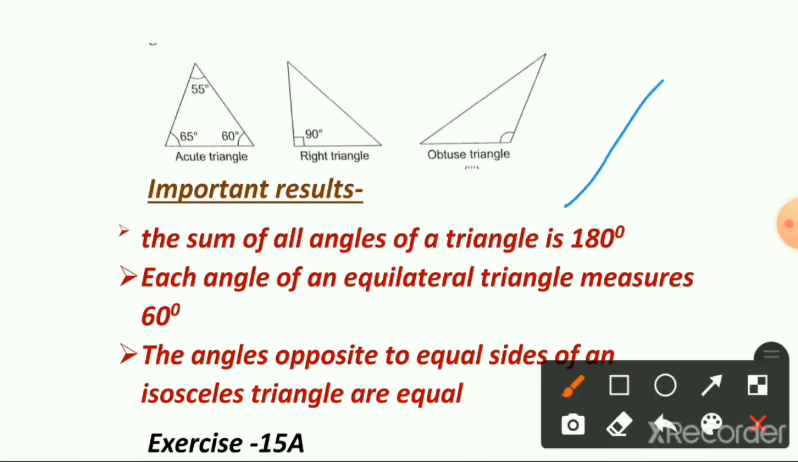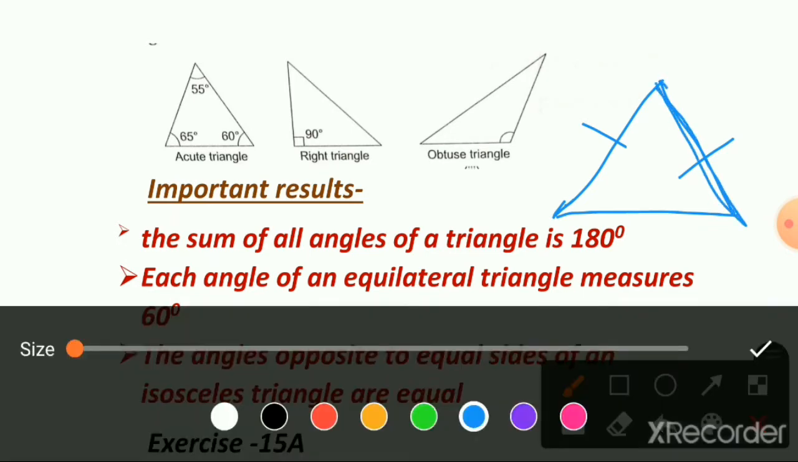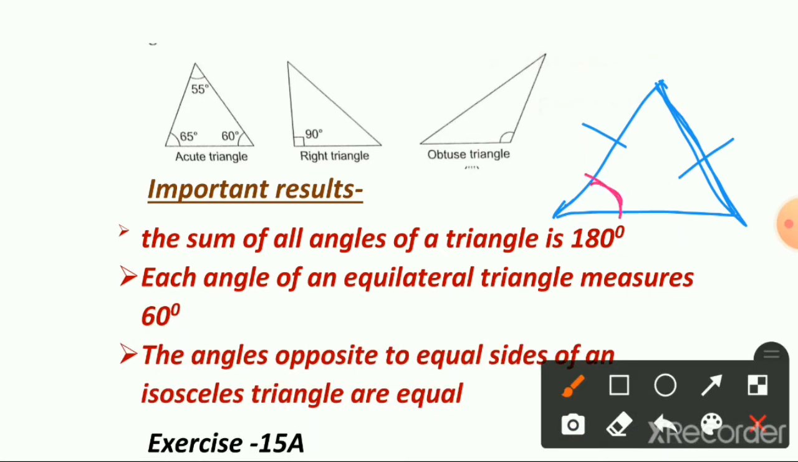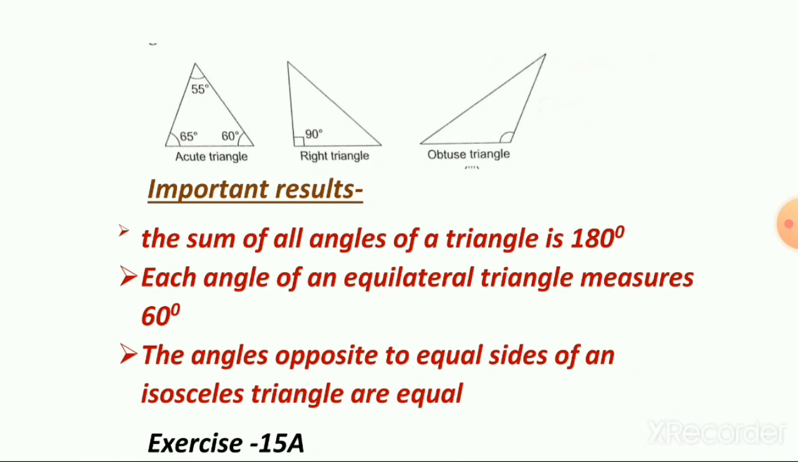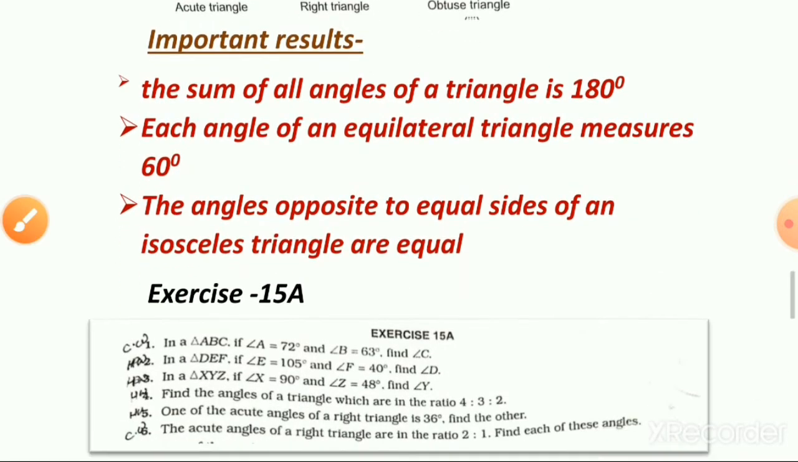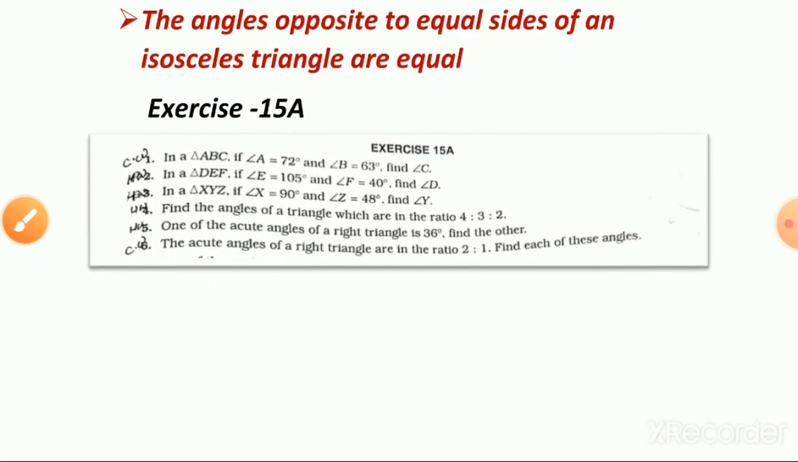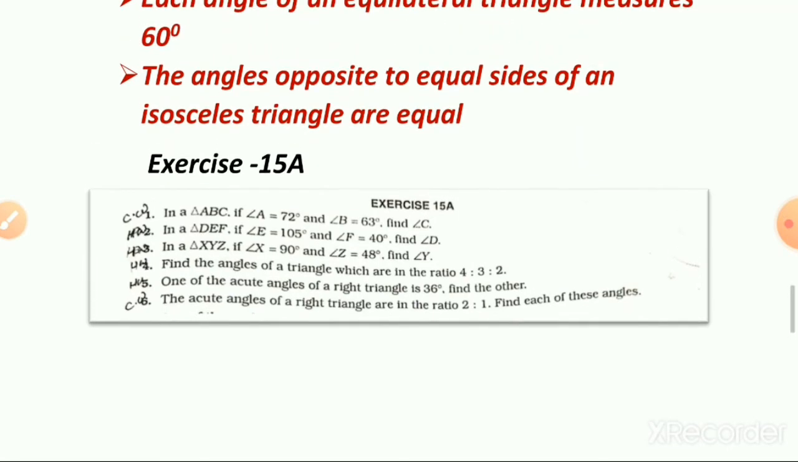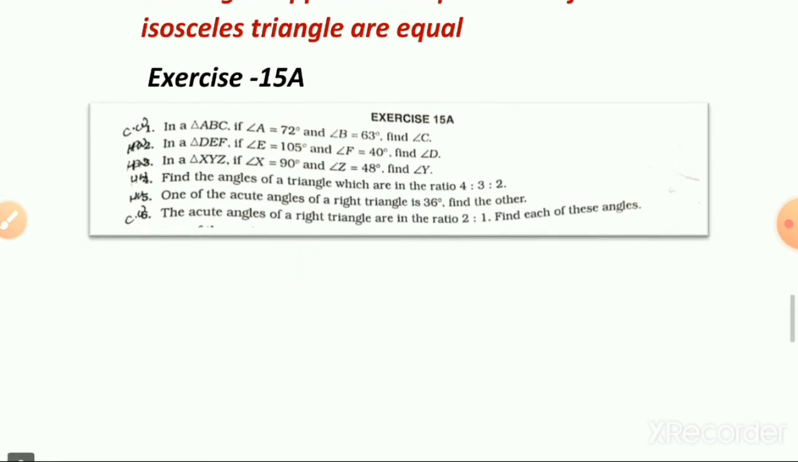If I have an isosceles triangle, its two sides are equal, so the opposite angles are also equal. Suppose the angle in front of this side is this one, and for this side it is this one. So these two angles will also be equal. These are certain properties which you have to remember. With this, all your basic portion of exercise 15A is finished.